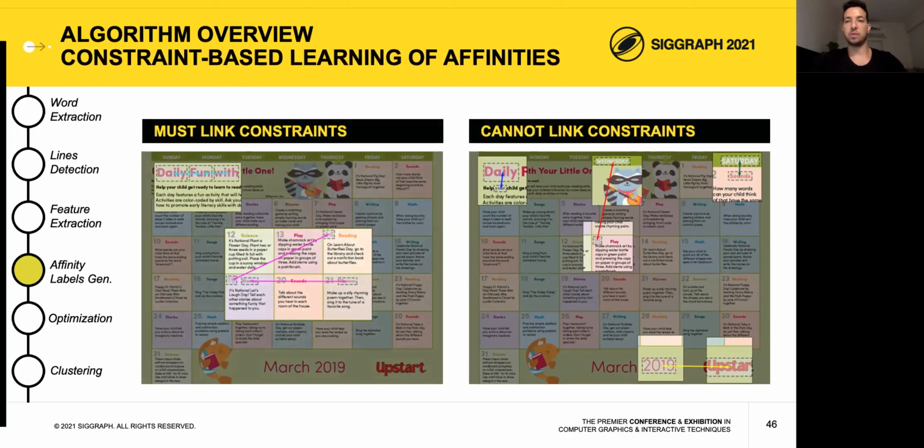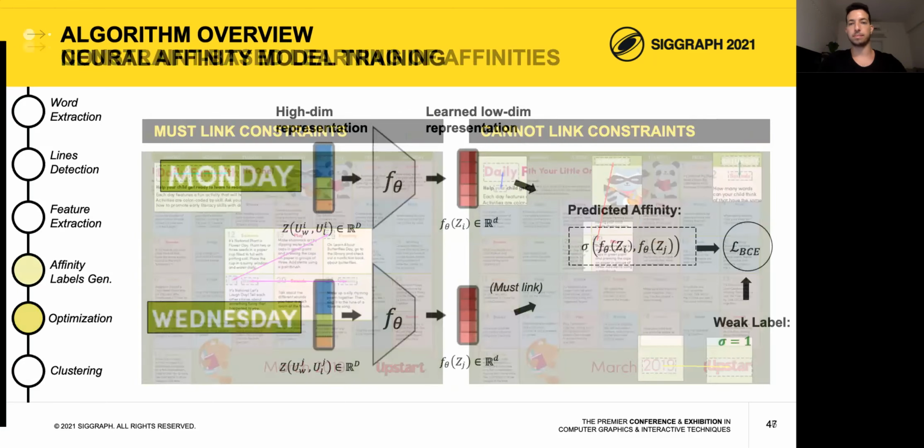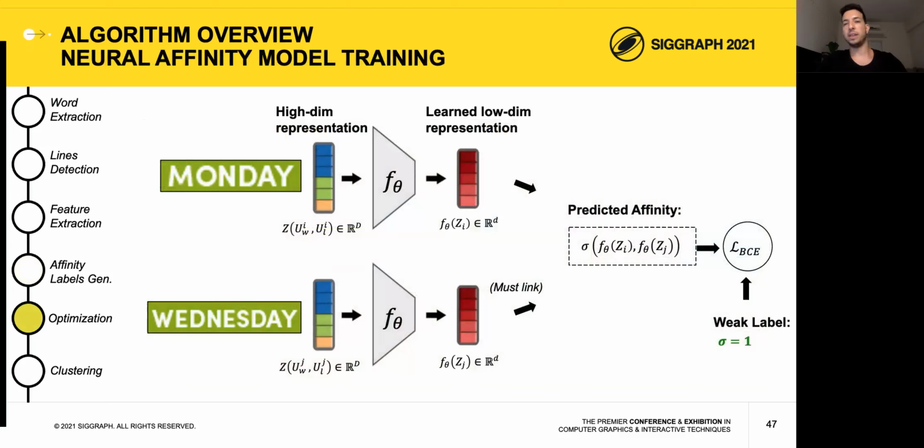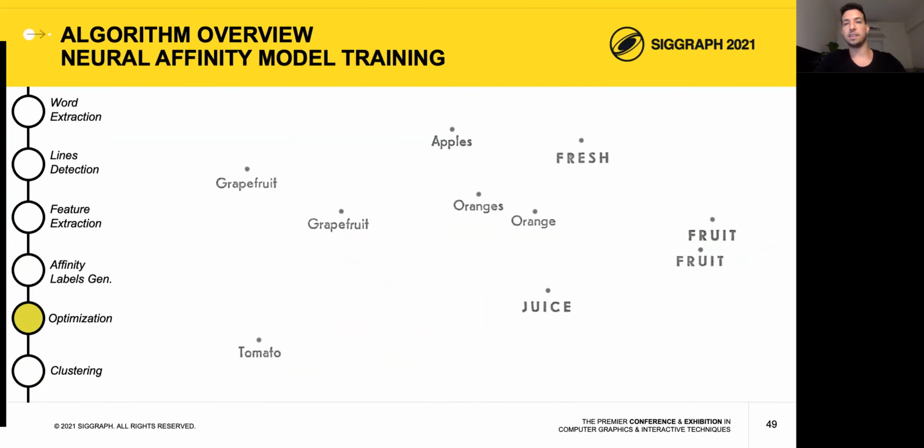We use both types of constraints to generate weak labels of affinity score to train our optimization network. Must-link constraints amount to a label of 1. Cannot-link constraints amount to a label of 0. We now have a training set of word crops, their initialized features and self-supervised labels in the form of pairwise weak constraints of binary values. So we are now ready to train our Siamese network with binary cross-entropy loss. And this is what it looks like.